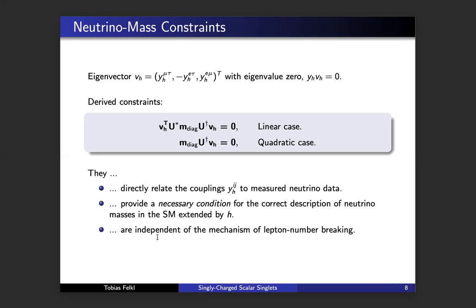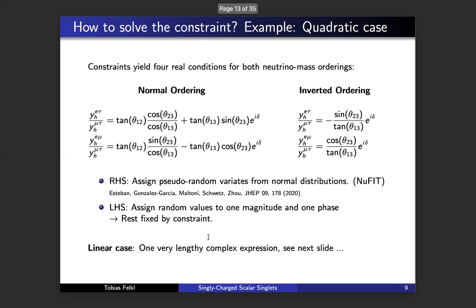Importantly, these constraints are not sensitive to the details of how lepton number is broken, because this was parameterized by the matrices X and S introduced beforehand, and they have dropped out here. So the constraints are actually model independent. So let me now try to explain how we solve these constraints by looking at the quadratic case.